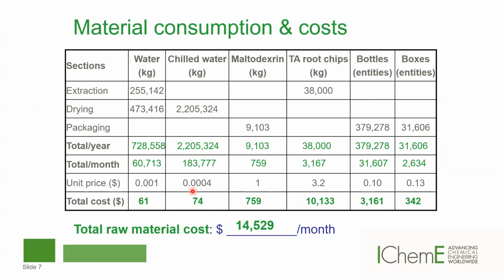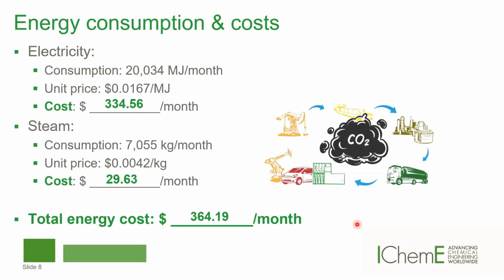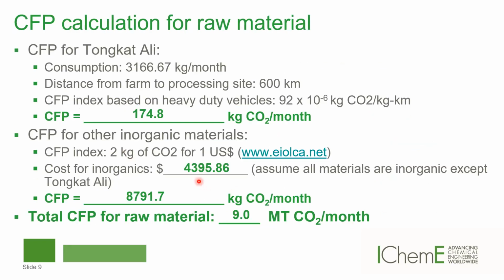So basically, we add 6174, 61 plus 74 plus 759 plus 3161 plus 342. Okay? So the cost is 43, tama? This is the value we've obtained so far. And then multiply it with this 2 kilograms. You would get the carbon footprint for all the inorganic materials.